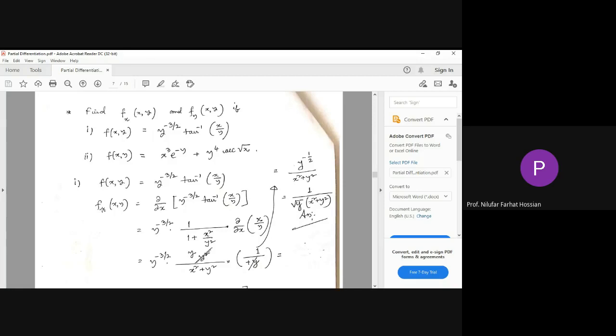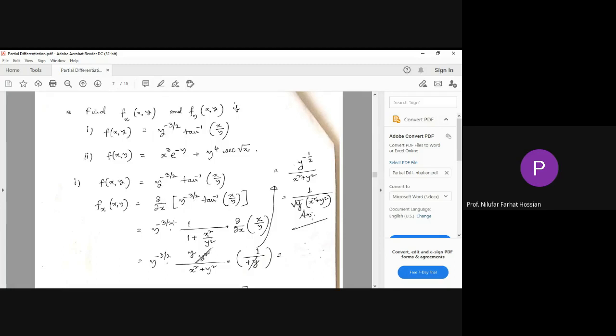So del f by del x means del x of f. F means this. That means you have to differentiate this whole thing partially with respect to x. So here you see there are two factors. One factor is this y to the power minus 3 by 2, and the second factor is tan inverse x by y. Here this factor, the first factor, does not contain any x. So this is our constant because our derivative is with respect to x. So this y to the power minus 3 by 2 should be treated as a constant factor.